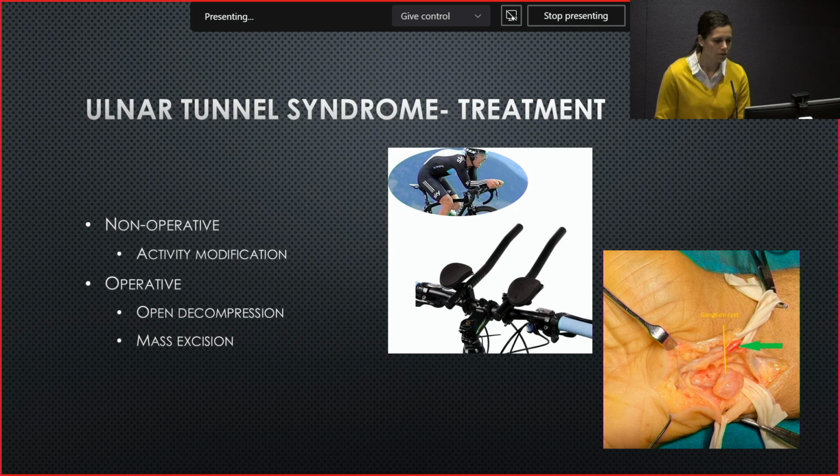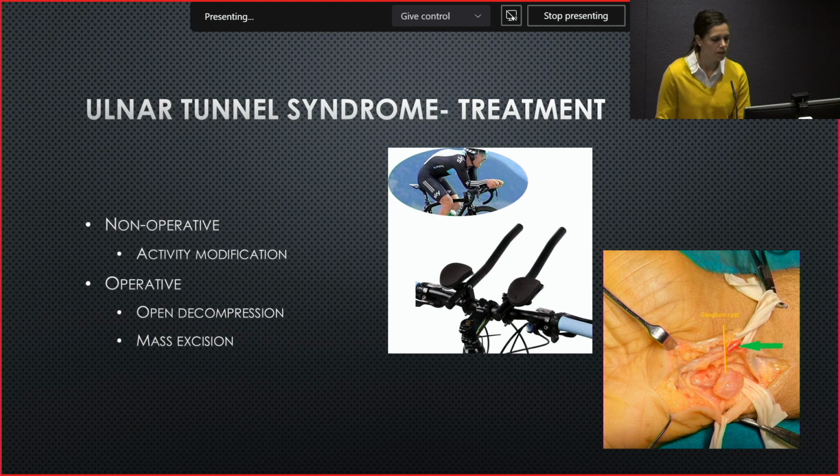Non-operative treatment consists of modifying activities that will eliminate the exacerbating factors. So for cyclists, this is generally just changing hand position with their handlebars or getting padded gloves. For carpenters, obviously, stop using your hand as a hammer. In contrast to carpal tunnel syndrome, there's really no evidence that splinting or corticosteroid injections are helpful.